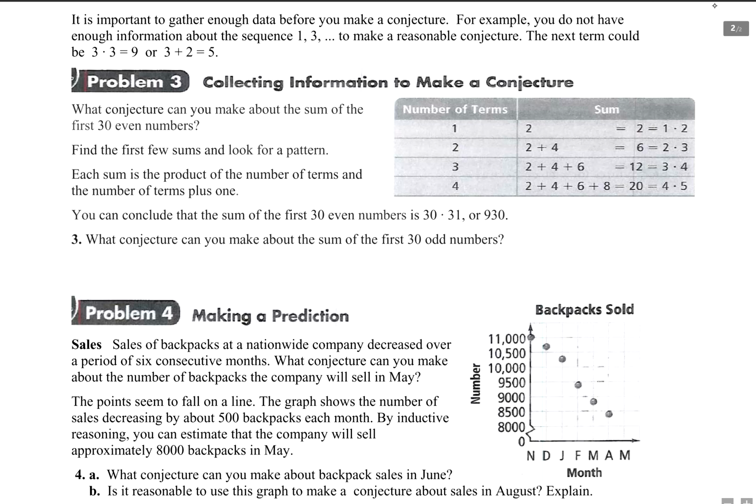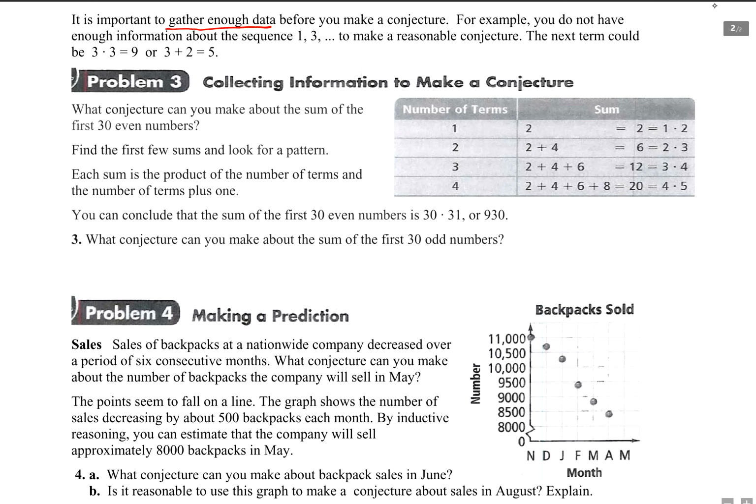Now, something to remember, it's important to gather enough data before you make a conjecture. If you only have a sequence like 1, 3, what could the next term be? Well, are we adding 2? Are we multiplying by 3? Both of those would be options. If we're multiplying by 3, the next term is 9. If we're adding 2, the next term is 5. So let's look at our example here.